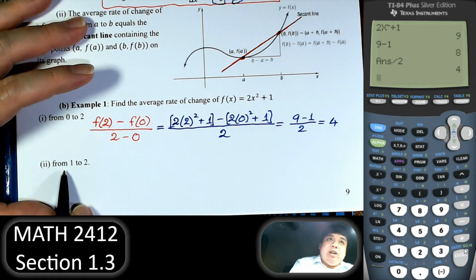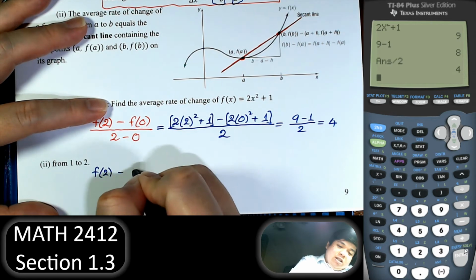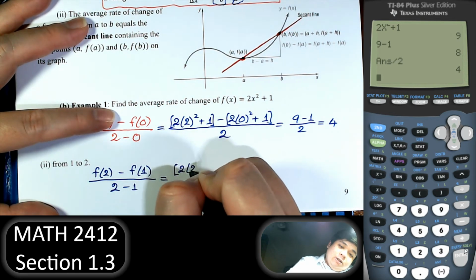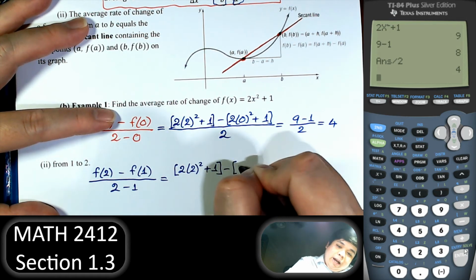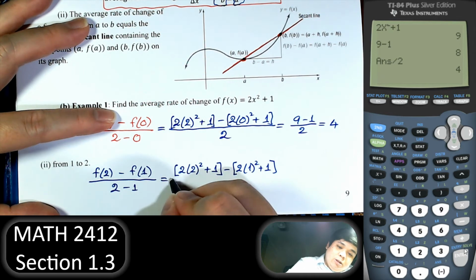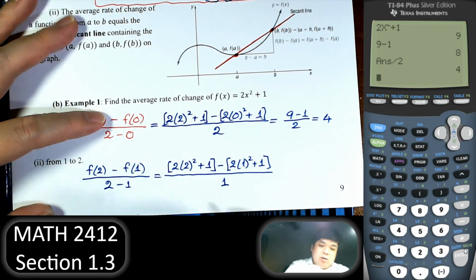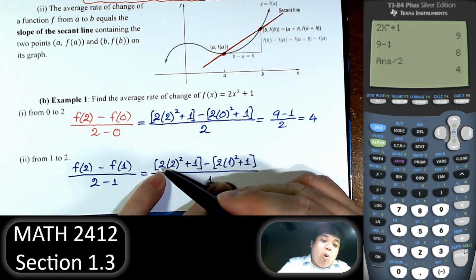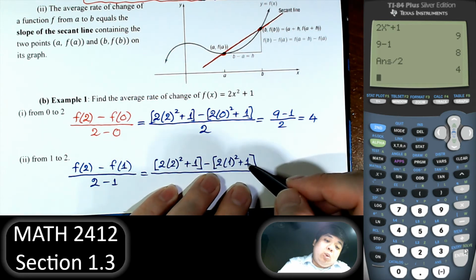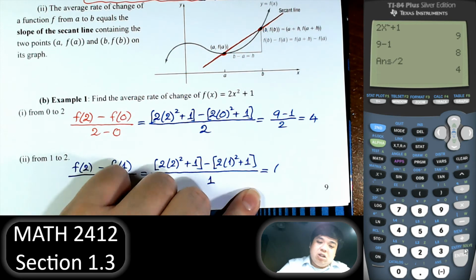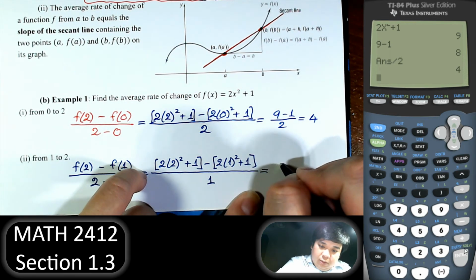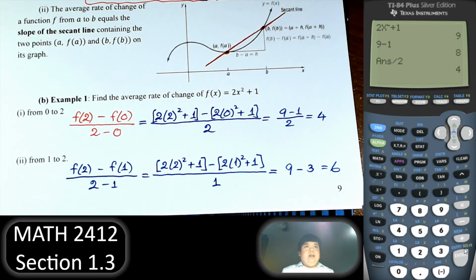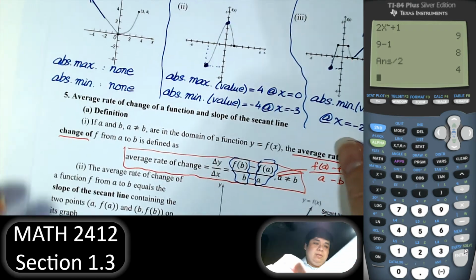Next, this is the average rate of change from 1 to 2. So we just have f of 2 minus f of 1 over 2 minus 1. Now put 2 in the function, and then put 1 in the function. 2 minus 1 is 1. Of course, divide by 1, we don't even need to write it. So 2 squared is 4 times 2 is 8, plus 1 is 9. 9 minus 3, so it's 6. Just write 9 minus 3. So that's simple enough.